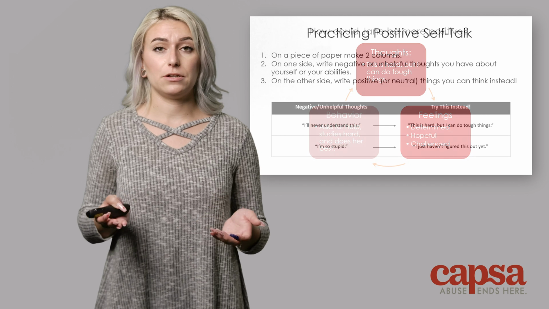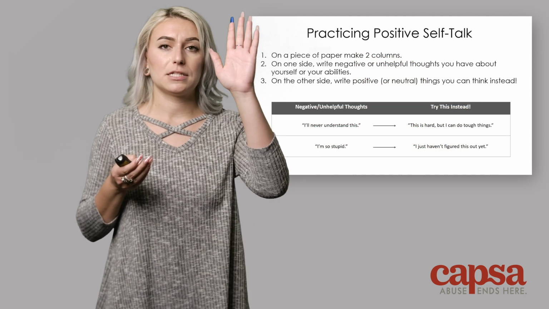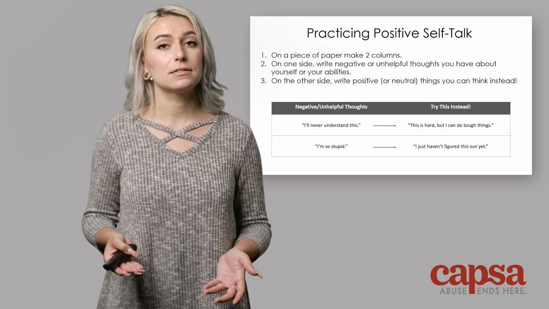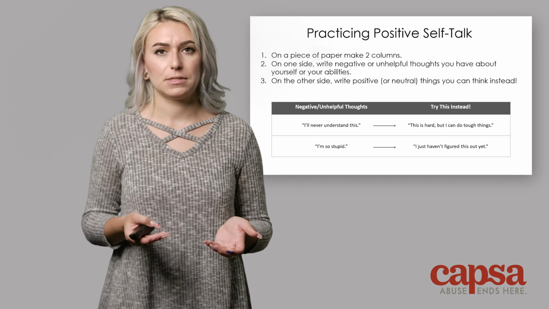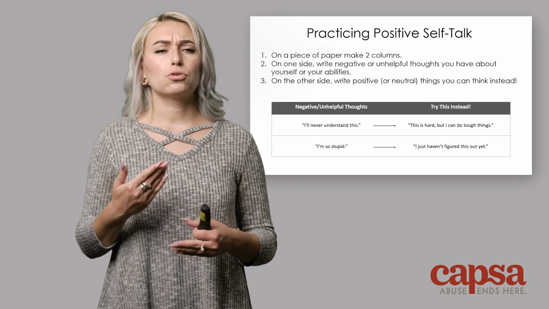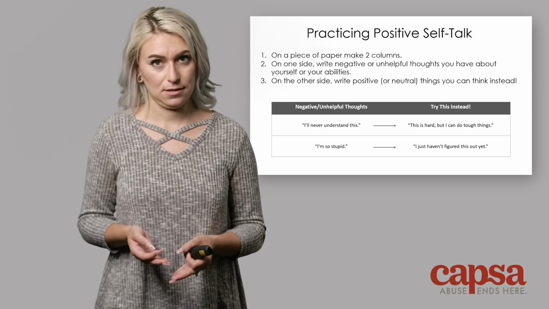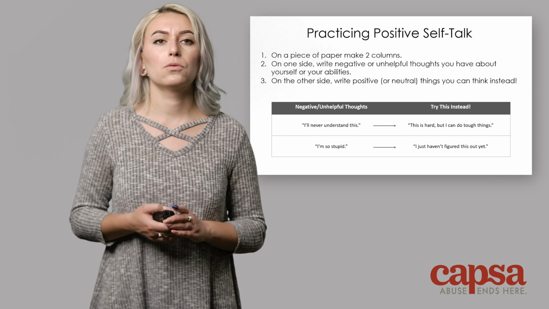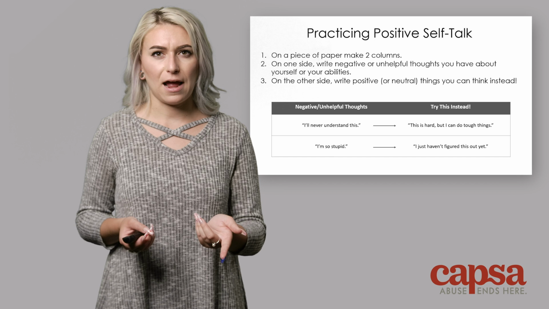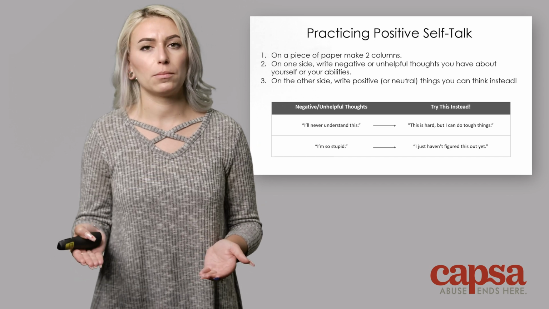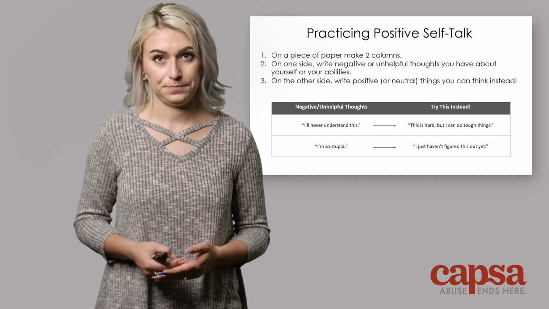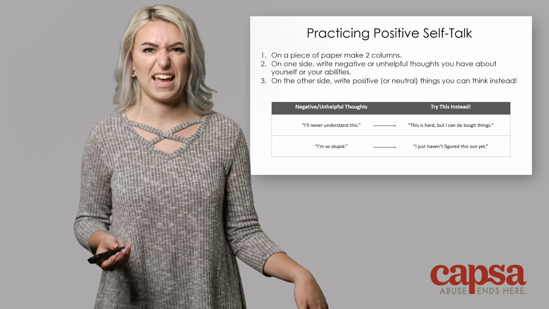So for this activity, just have students get out a piece of paper and split it in two, and on one side of the paper write down negative or unhelpful thoughts that they have about themselves. And then on the other side of the paper, have them brainstorm positive or neutral things that they could try saying instead. Okay? So this activity allows students to sit down and be critical about what negative thoughts they have in their brain and actively think of more neutral or positive thoughts that they could substitute instead. Okay? Because even a neutral thought is better than a negative thought, right?